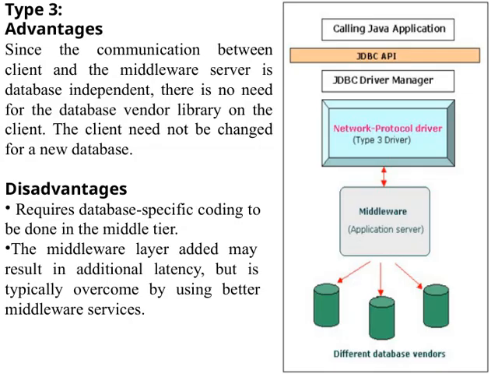Now, let's talk about the advantages of Type 3 middleware. One of the key benefits is that the communication between the client and the middleware server is database independent. This means you don't need to have the database vendor's library on the client side, which simplifies deployment. Essentially, the client doesn't have to be changed or reconfigured when switching to a new database, making it very flexible and scalable in diverse environments.